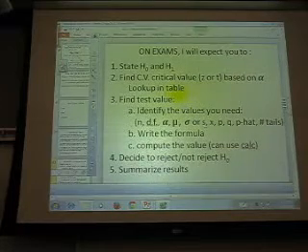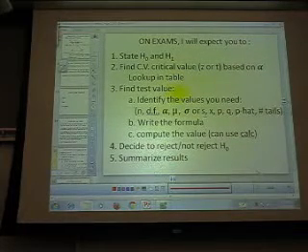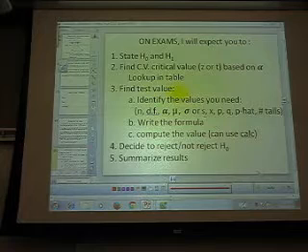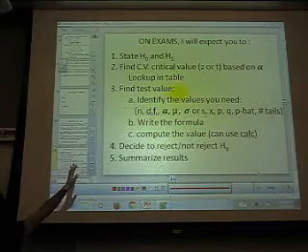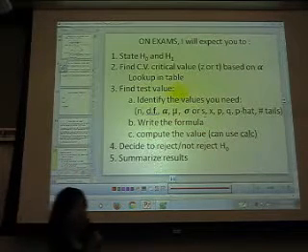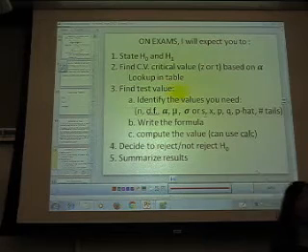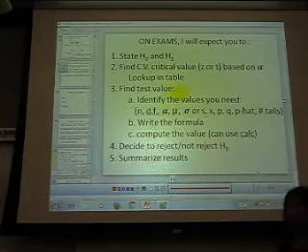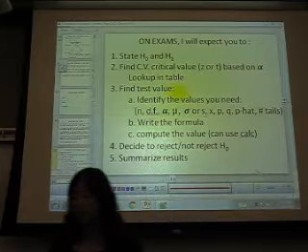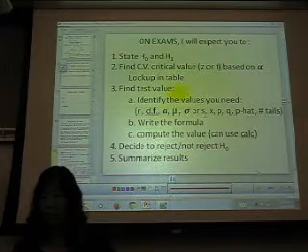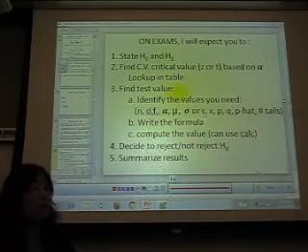On the exam, I still expect you to state your H0 and H1. This is only for hypothesis tests, right? Yes. Set your H0 and H1. Find your critical value, looking it up in the table. T table or Z table. How do you know if it's a Z or a T?